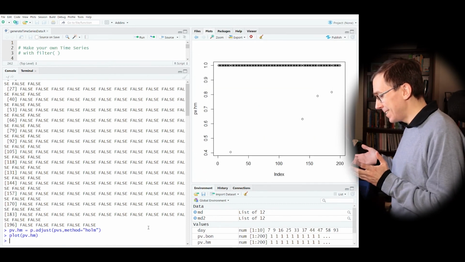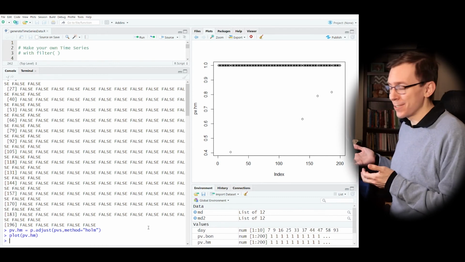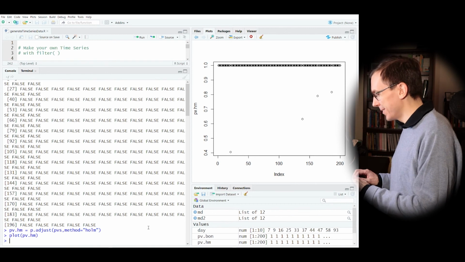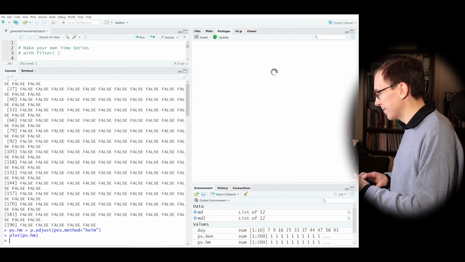Okay, so Holm's method did kind of the same thing as Bonferroni in this case. We didn't do very well, so that's no good. We're still not going to get any rejections in this case.